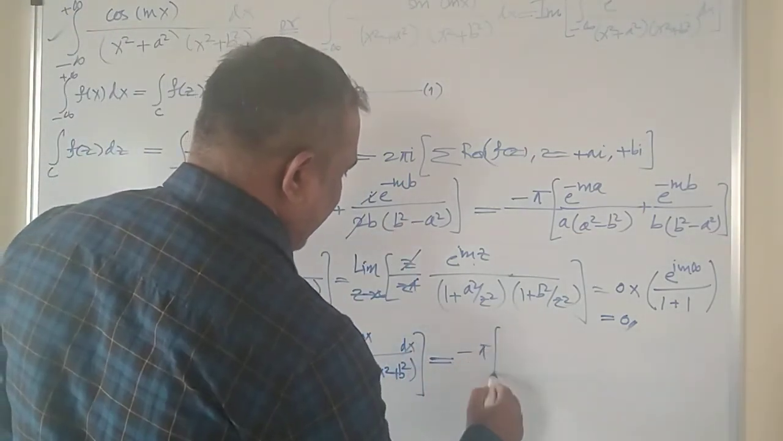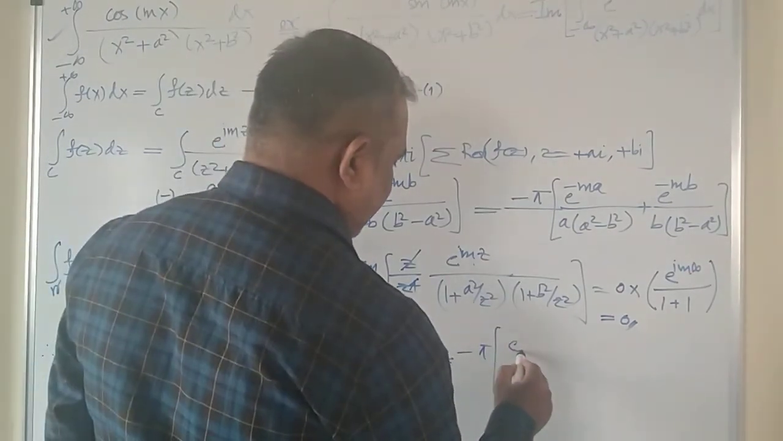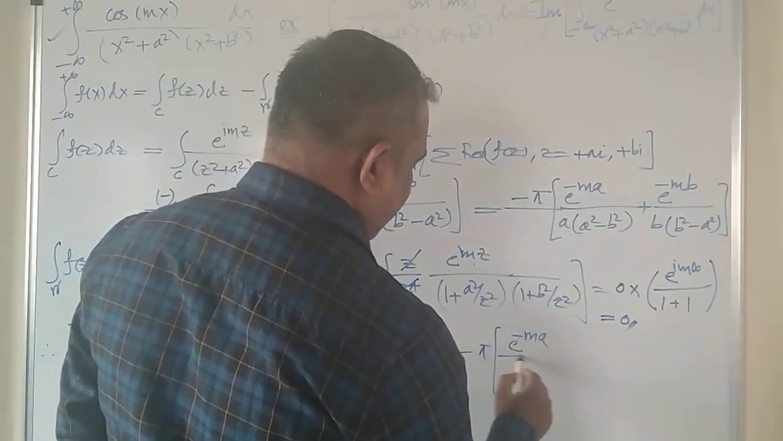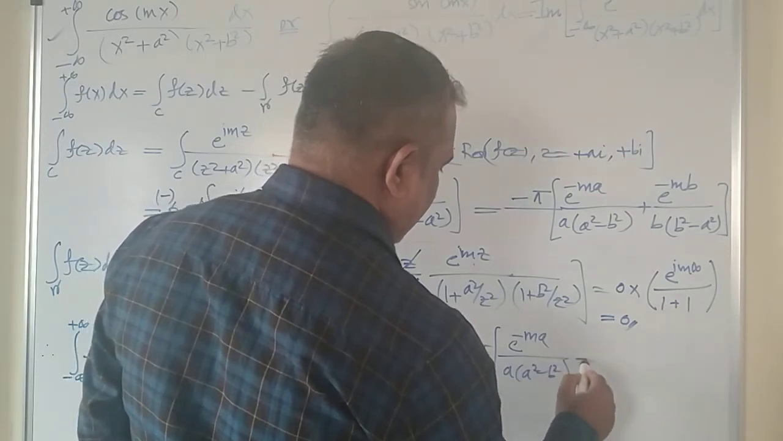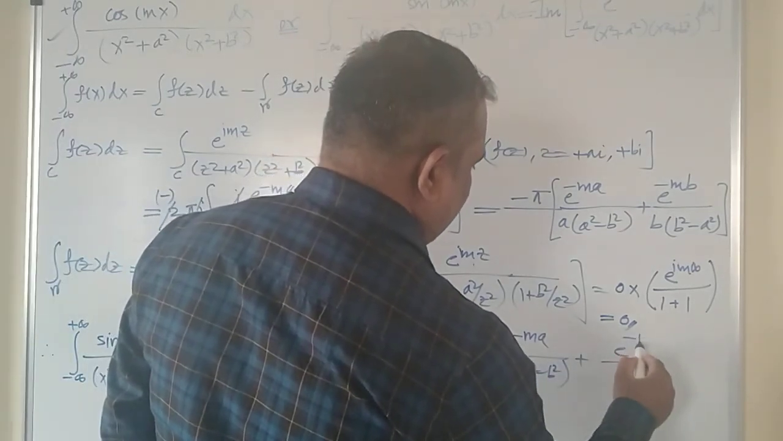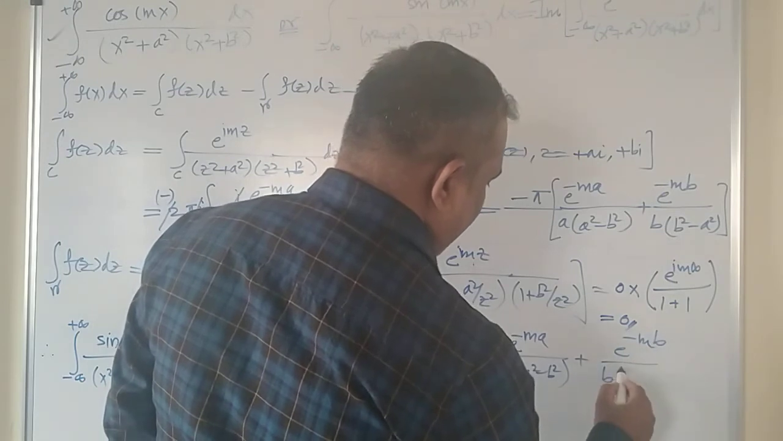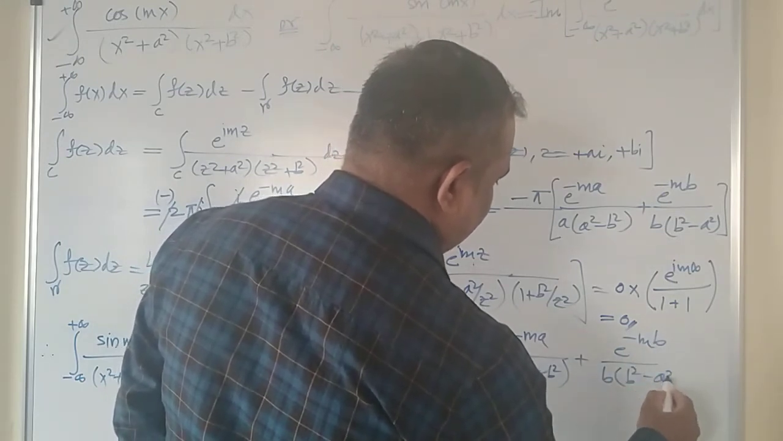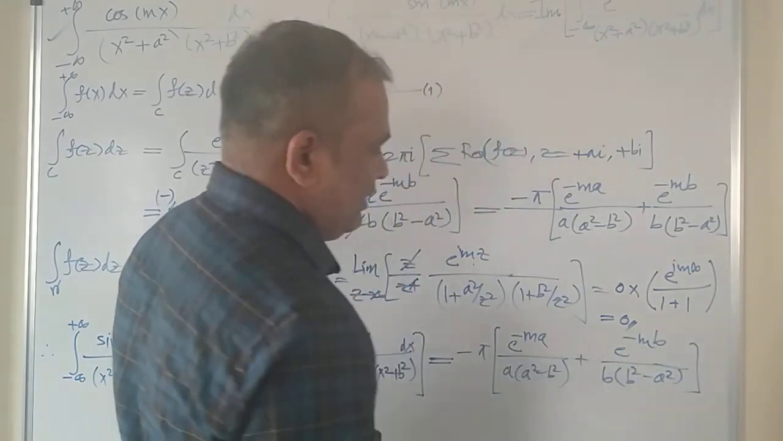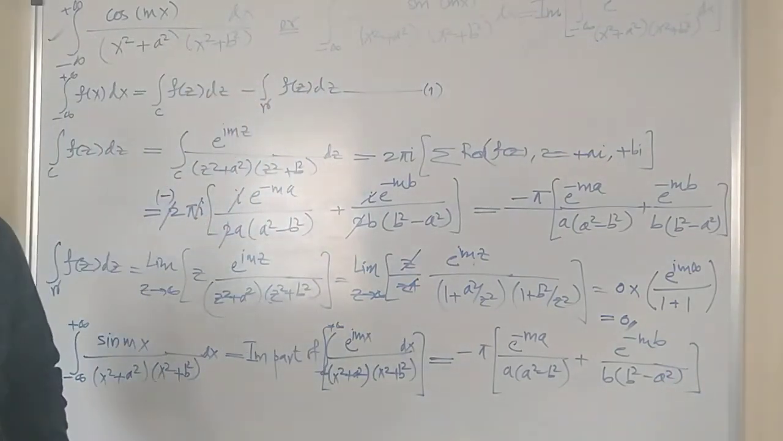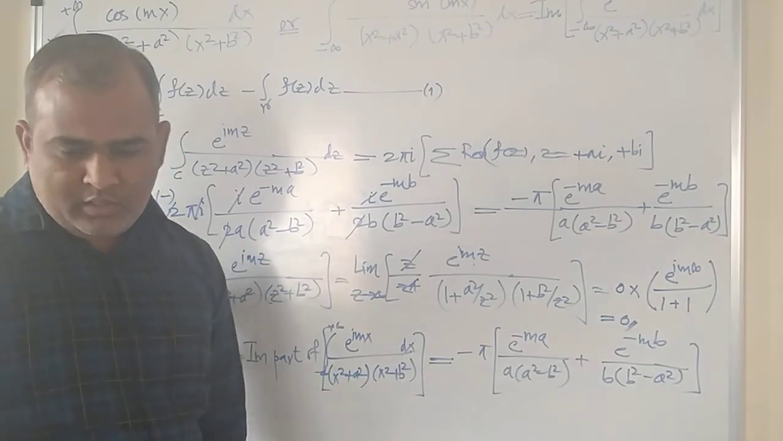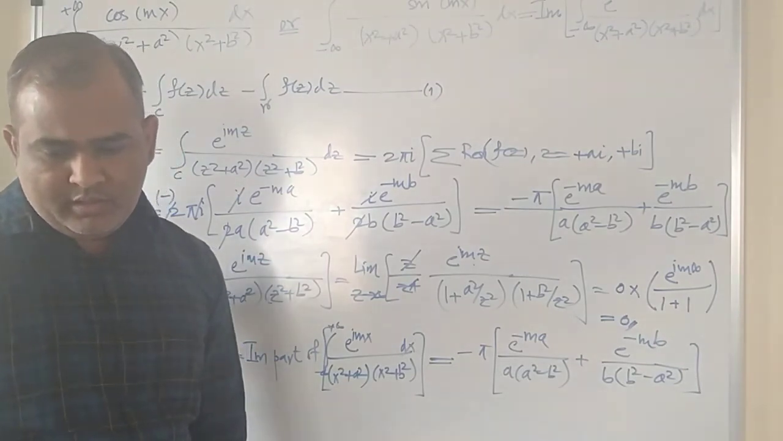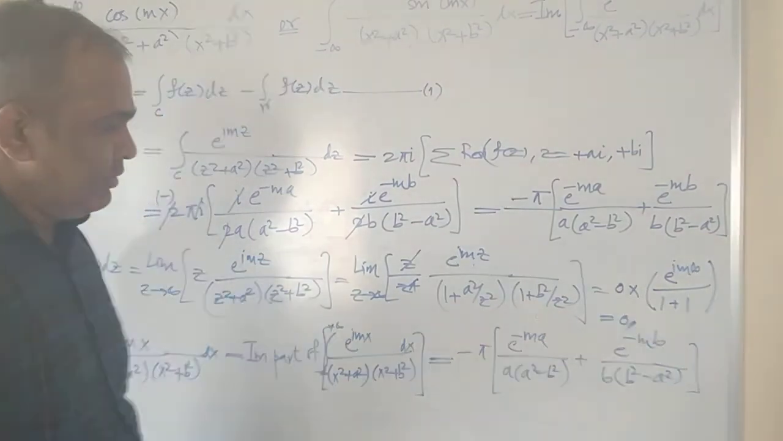So this is minus pi into e raised to minus ma upon a into a square minus b square, plus e raised to minus mb upon b into b square minus a square, right?